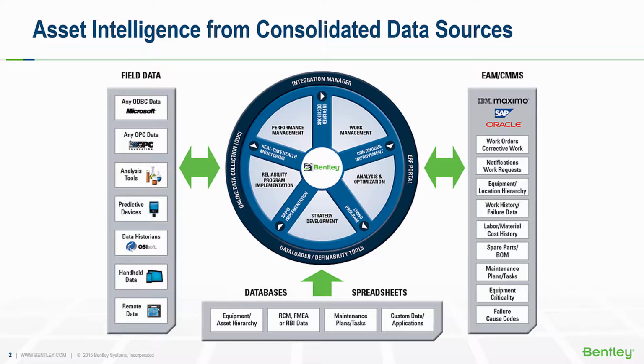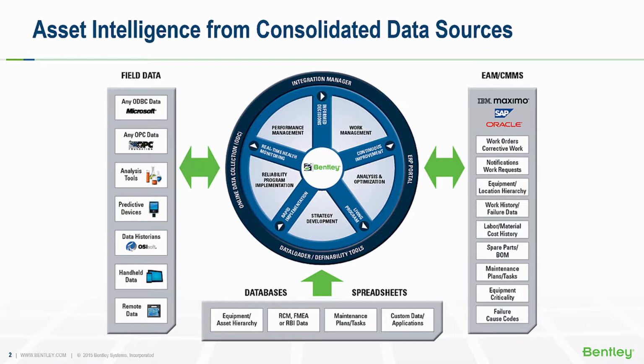The box to the left of the wheel shows various sources of asset information. Our users find value in being able to consolidate this information from various sources and viewing it in a single place. The box to the right shows the different enterprise asset management, or EAM systems, AssetWise may be integrated to, including IBM Maximo, which we will be demonstrating today. Finally, the box along the bottom shows potential sources of information that may be incorporated into AssetWise.